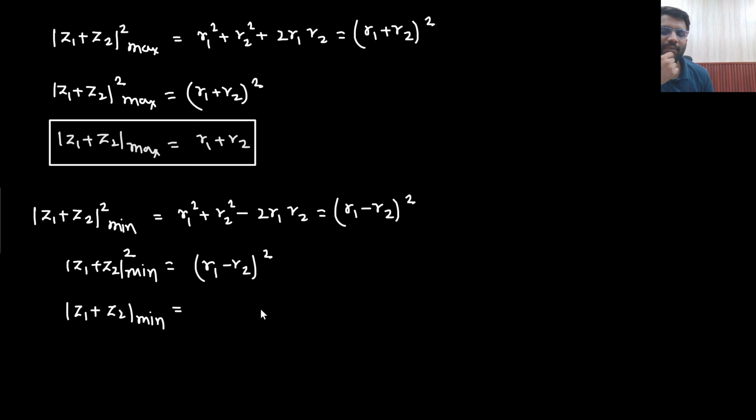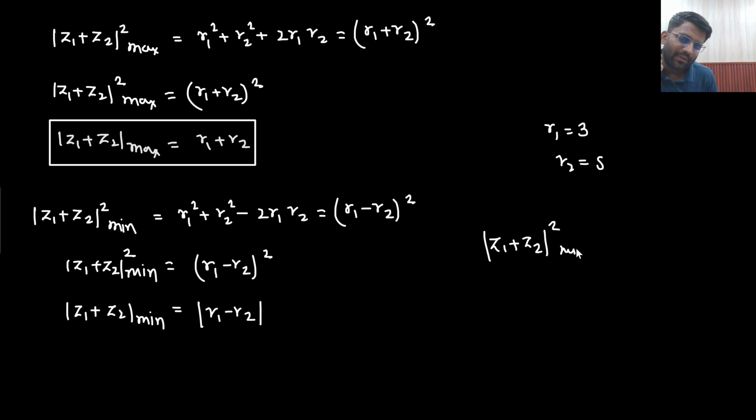That would be equivalent to r1 minus r2, or mode of r1 minus r2. Why is that so? Because let's just say r1 is 3 and r2 is 5. Here what you have done is that the minimum of z1 plus z2 is coming out to be 3 minus 5, which is minus 2, right? So what will be the minimum value of z1 plus z2?